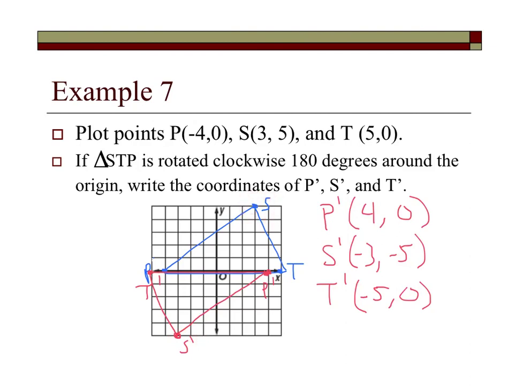One thing you will notice is that if you have a point starting in quadrant 1 over here, it'll end up in quadrant 3 over here with a 180-degree rotation. If I start in quadrant 2 over here, I'll end up in quadrant 4 over here. If I start in quadrant 3 right here, I'll end up in 1, and so on and so forth.